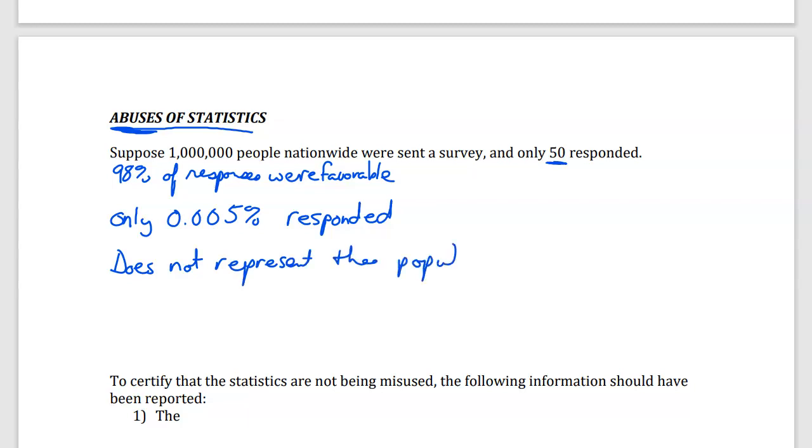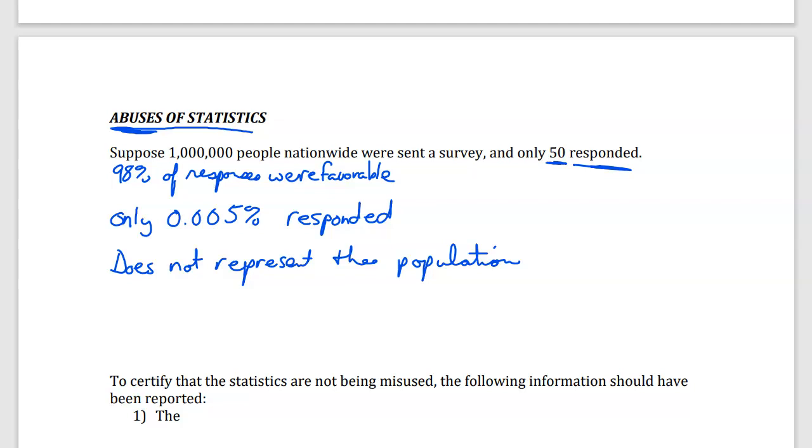The reason why is because the number responded is so low. I mean, you cannot make predictions based on less than 1% of a response. So this would not actually be a very good representation of the population. They would need to get more surveys responded.